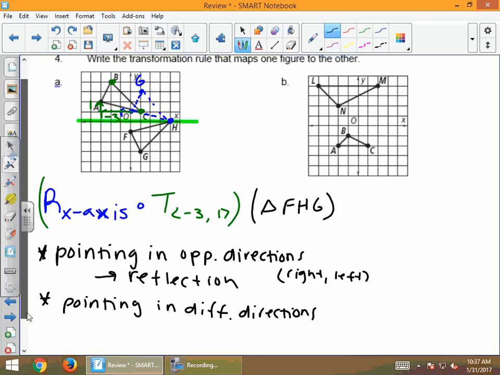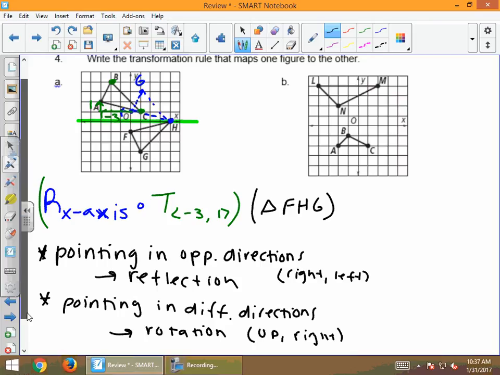it would be a rotation. And when we mean different, like one's pointing up and one's pointing right. One's pointing down and one's pointing left. Left and one's pointing up. It's different, not necessarily opposite. Okay, that's a good indicator.